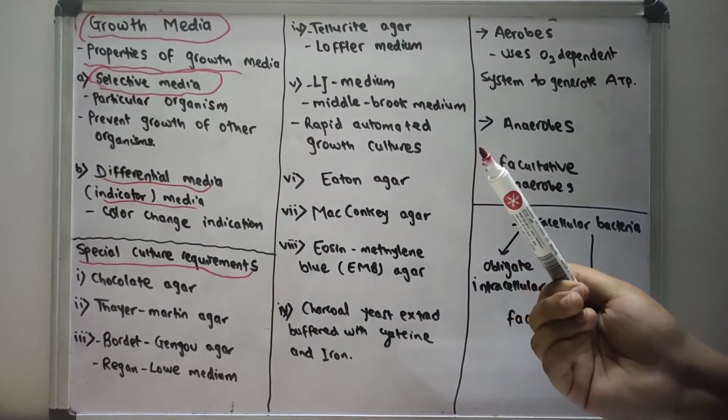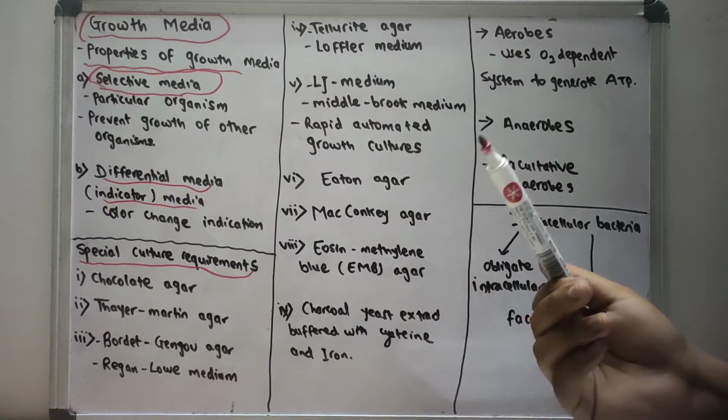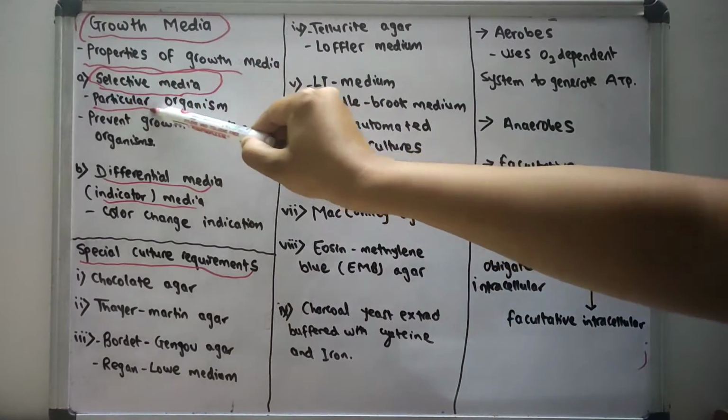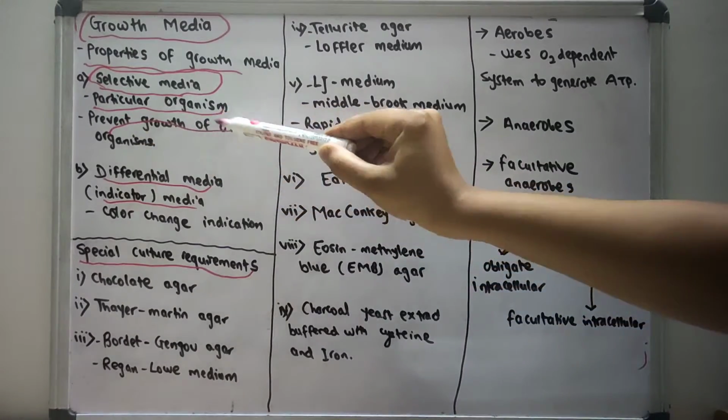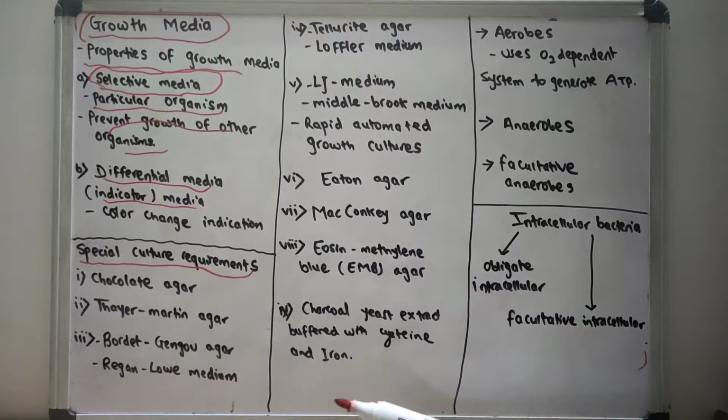The selective media favors the growth of particular organisms, and it prevents the growth of other organisms. One example of the selective media is Thayer-Martin agar media, which contains antibiotics that allow the selective growth of Neisseria by inhibiting the growth of other sensitive organisms. That means Thayer-Martin agar.